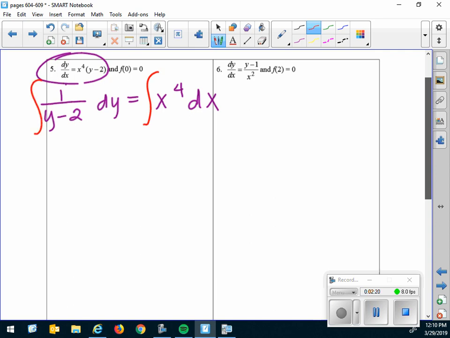Now we're going to integrate both sides. I want you to integrate the right side first. What do you get? Perfect. I get 1/5 x to the fifth plus constant. Now, let's think about the left side. What can I take the derivative of to get 1 over y minus 2? A log.